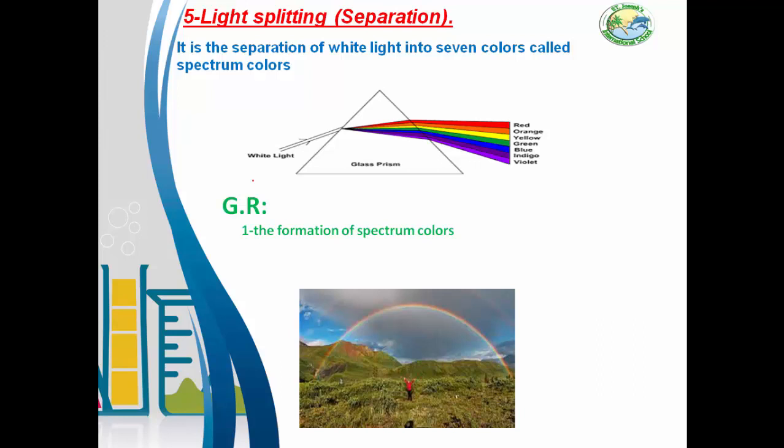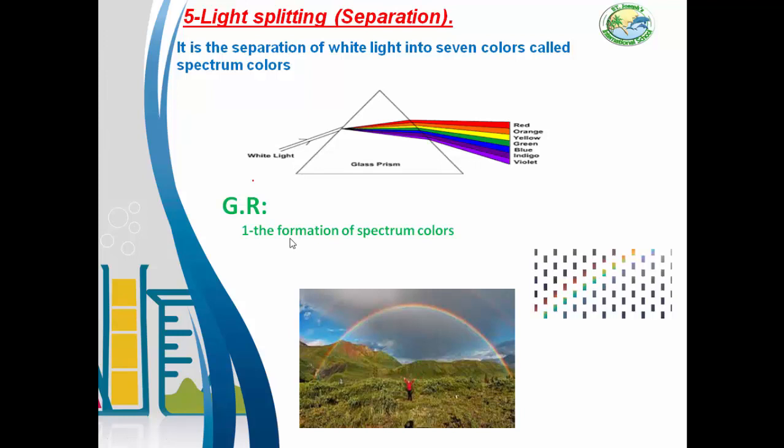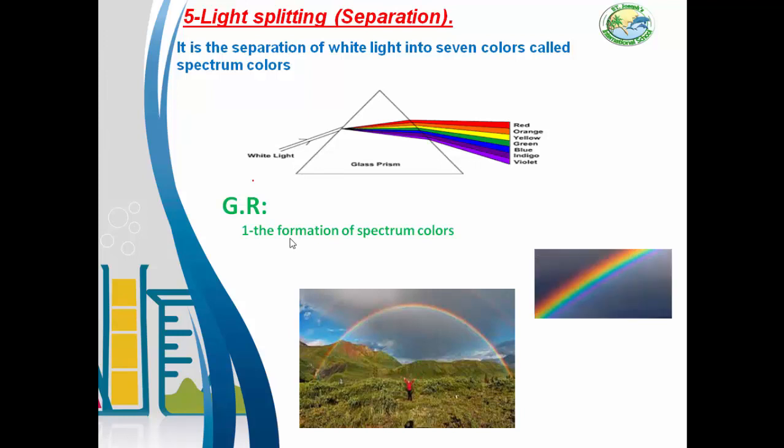A rainbow appears in the sky during rainfall due to the splitting of light. Give reason: the formation of spectrum colors. It is due to the splitting of white light into 7 spectrum colors: red, orange, yellow, green, blue, indigo, violet.